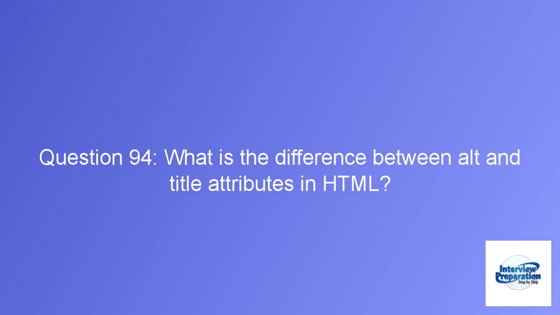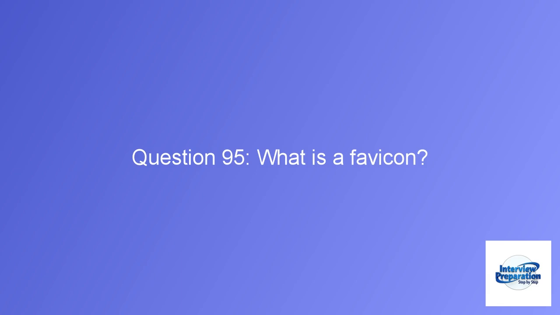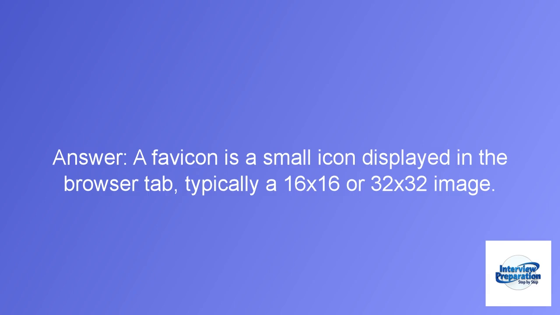Question 94. What is the difference between alt and title attributes in HTML? Answer: the alt attribute provides image descriptions for accessibility. Title shows tooltips on hover. Question 95. What is a favicon? Answer: a favicon is a small icon displayed in the browser tab, typically a 16 by 16 or 32 by 32 image.